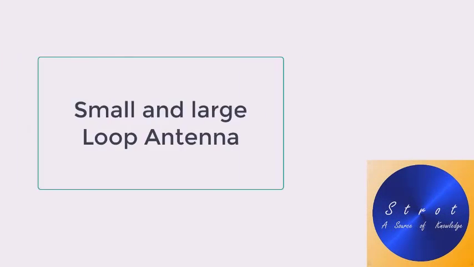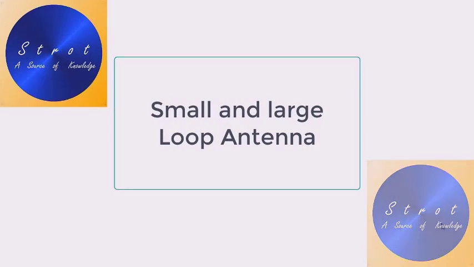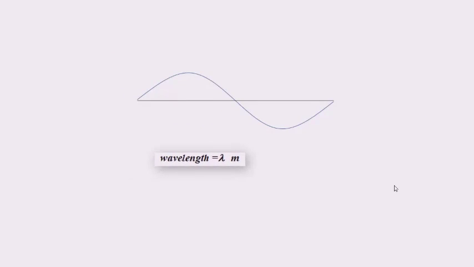In this video we are going to analyze loop antenna using NEC simulation software. But before that, let us have a background of the loop antenna. This is a signal of length lambda meter long. This signal is applied to a wire whose length is 1 lambda meter.